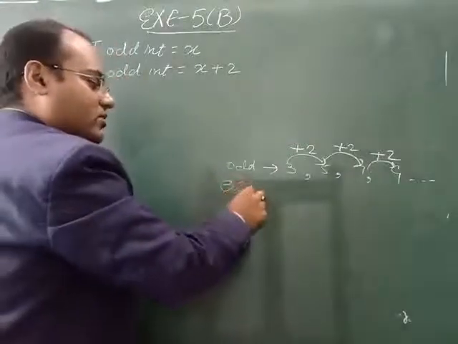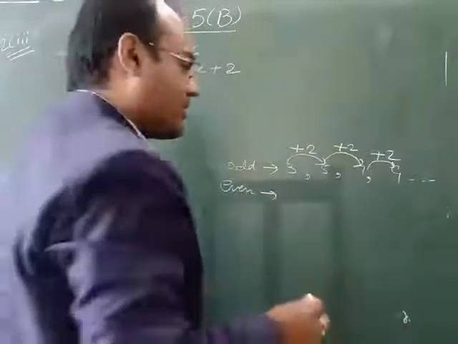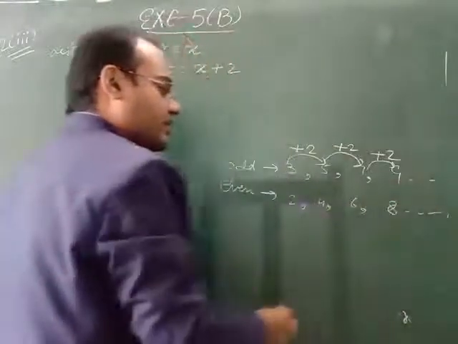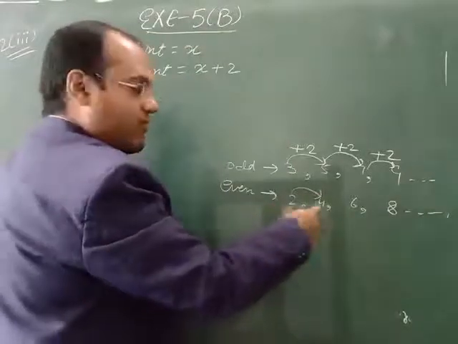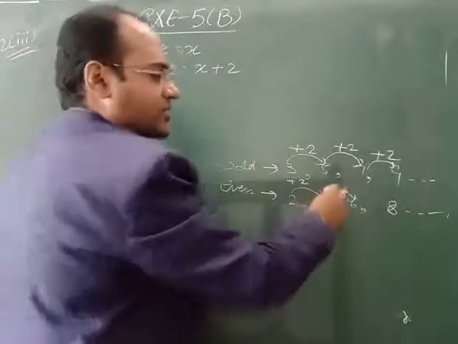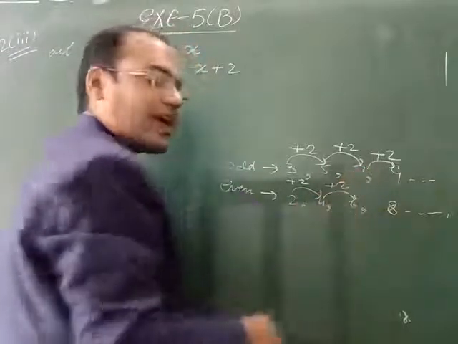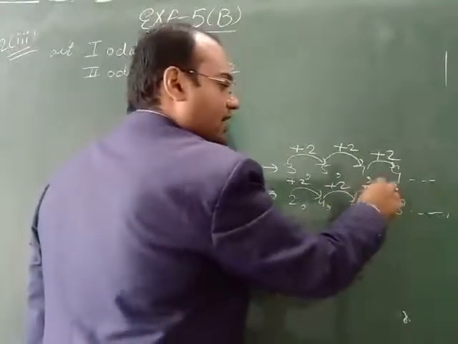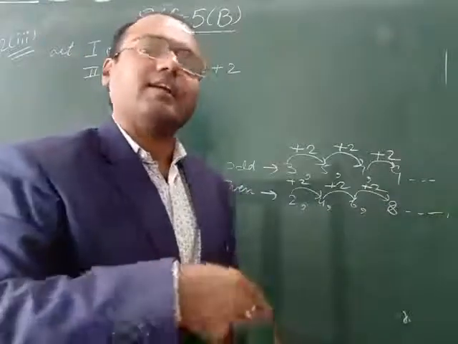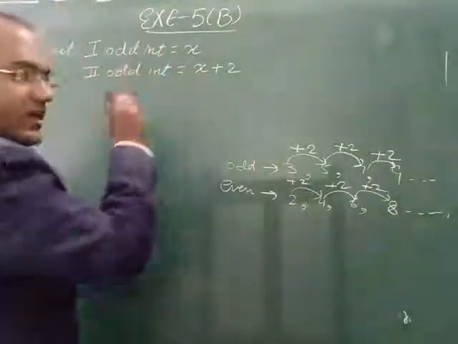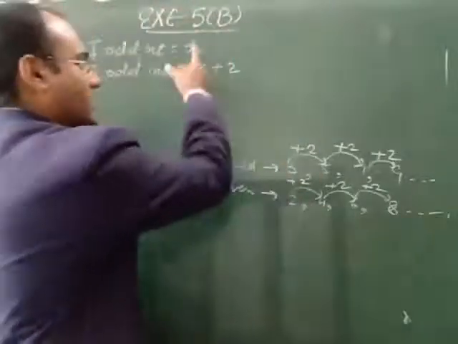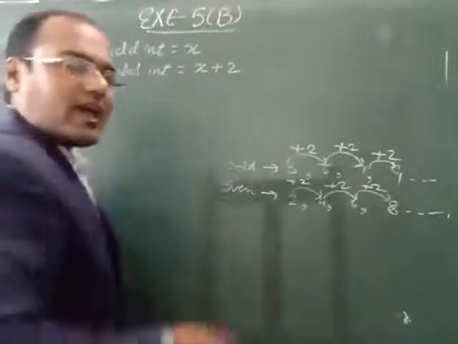Now in the even case also, let's take the example of even numbers 2, 4, 6, 8 and so on. So when we do 2 plus 2, then only we will get 4. So here we are doing plus 2. When we do 4 plus 2, we will get the next even number 6. So here also we are adding 2. So in each and every step in the even numbers we are adding 2 to get the next even integer. So in even or in odd, in both the cases you have to take the first integer as x and the second integer as x plus 2.